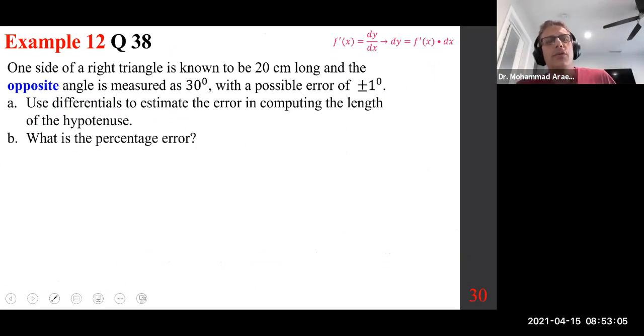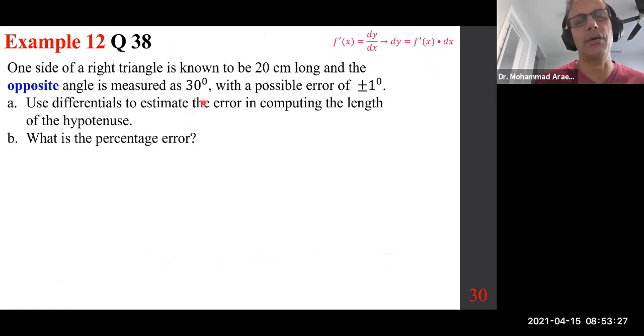One side of a right triangle is known to be 20 centimeters. So one of the legs. And the opposite angle is 30 degrees, maybe with a possible error of plus minus 1 degrees. We want to use differentials to estimate the error. Okay, in this case, we're really looking at the error, dx, dy, so on and so forth. So dy or dx, depending upon what you're dealing with, in computing the length of the hypotenuse and what is the percent error.